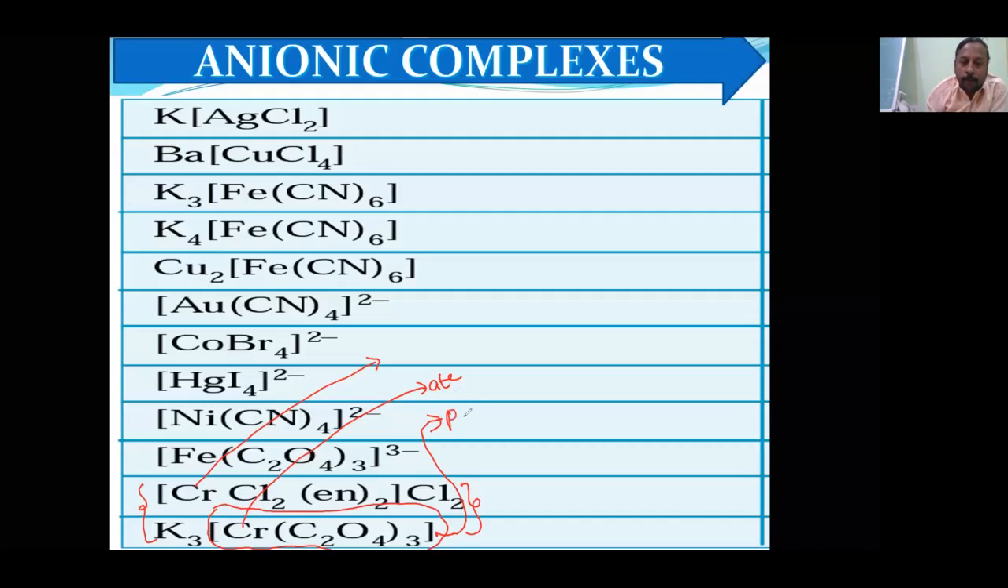So first it will be potassium. Then inside the square bracket, the ligand should be there. C2O4 2 negative. From the list you can see oxalato. What is its name? Oxalato. And 3 are there. Therefore, potassium trioxalato. Then it will be chromium. Why chromium or chromate? Very good. Chromate. Then oxidation number.